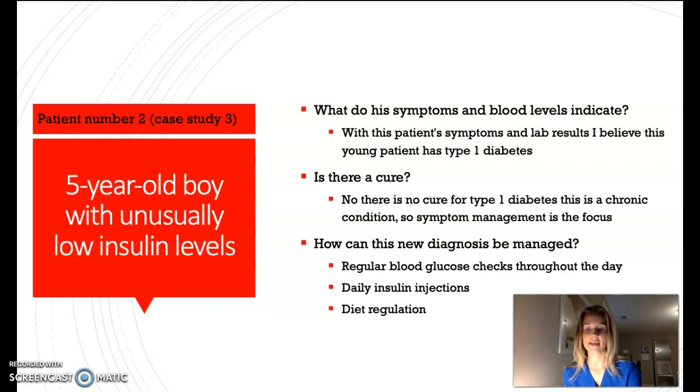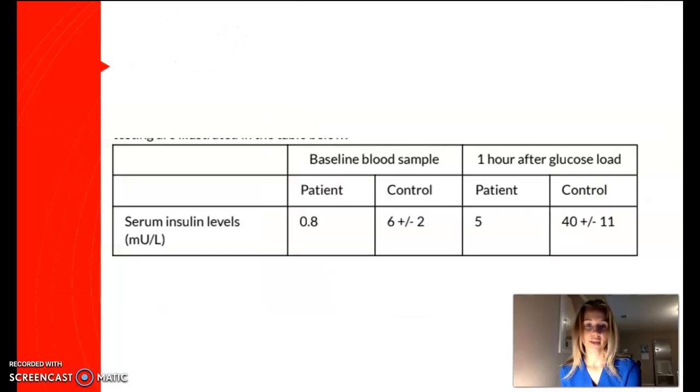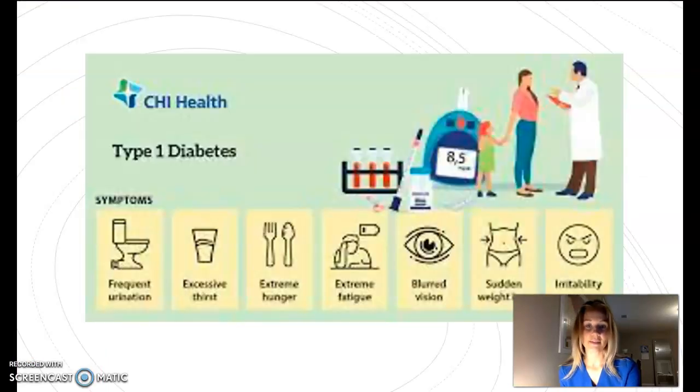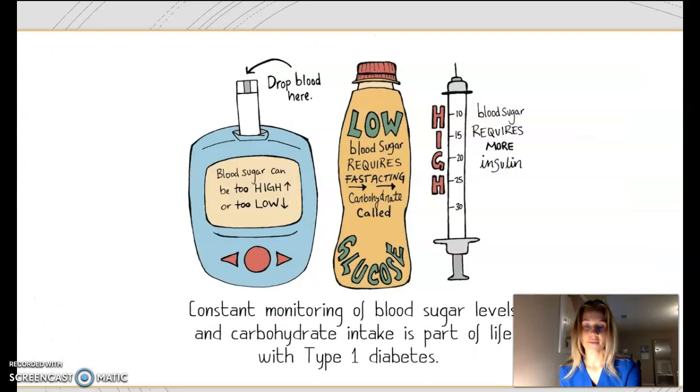So on this slide as well, we just talked about what some of the symptoms are. Is there a cure? Which we answered no, there's not, but there are treatment options. And then we talked about how this new diagnosis can be managed. These were the lab levels that were obtained from my patient. As you can see, he has very low insulin levels at both his baseline and then 1 hour after a glucose load. Here are some of the symptoms. Much like his mother mentioned, we have the frequent urination, excessive thirst, fatigue.